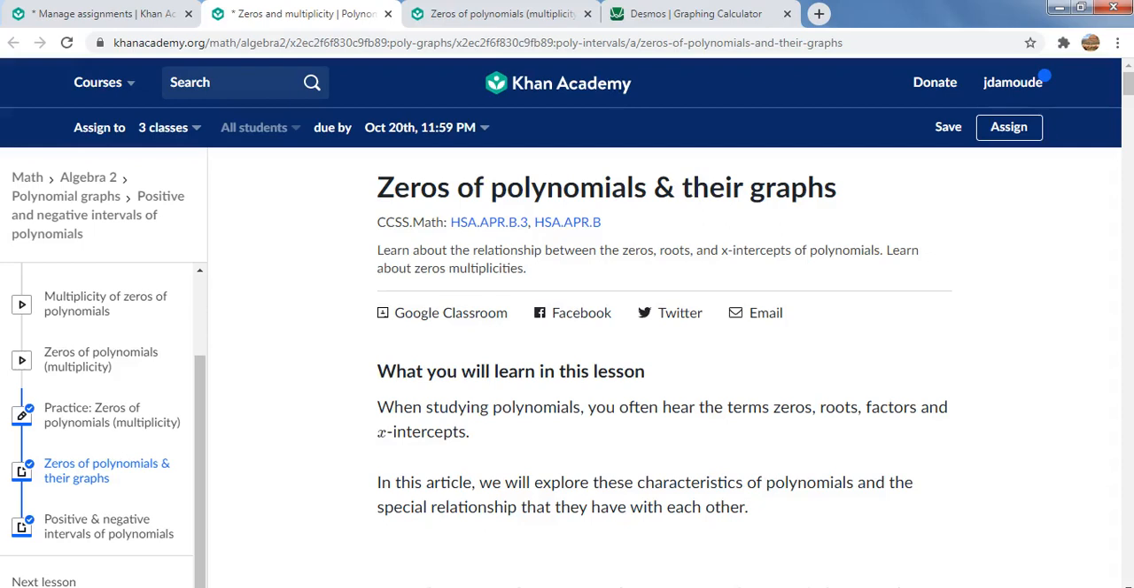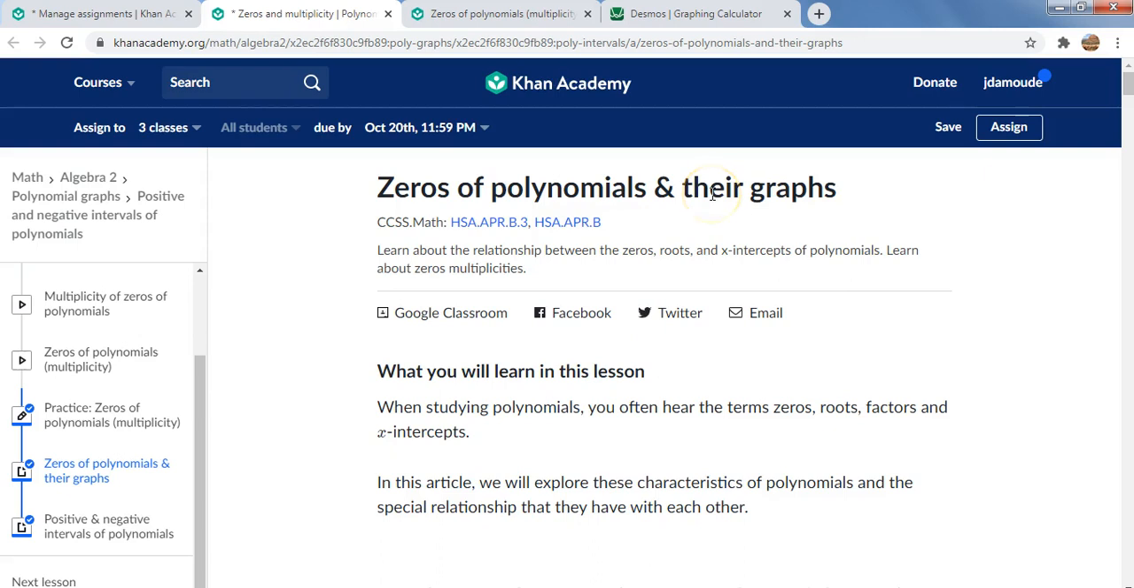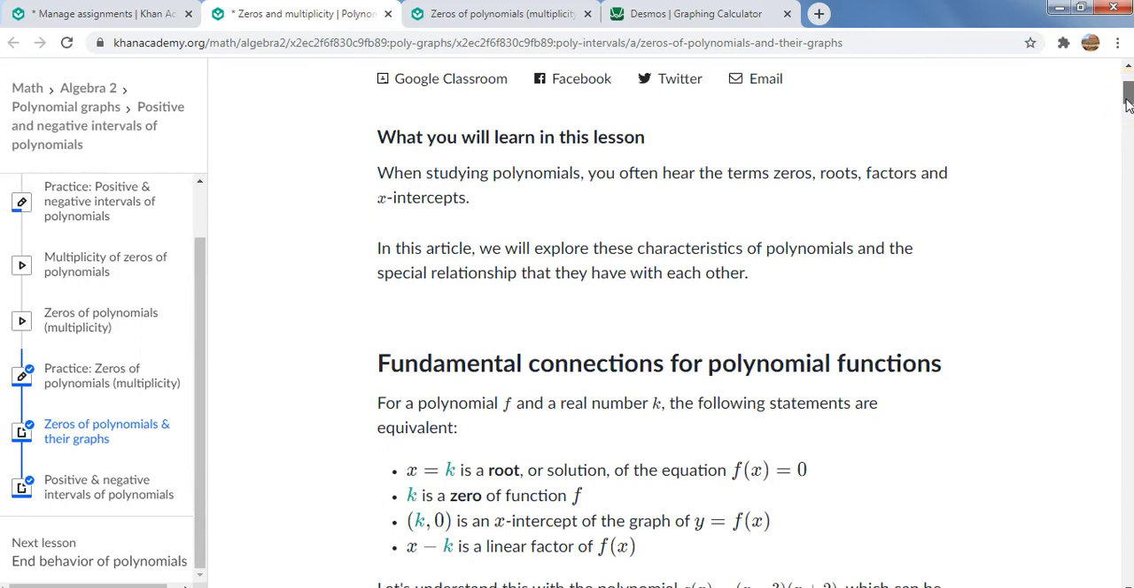Alright, so in this video what we're going to be talking about is the zeros of polynomials and how that impacts what their graph looks like. We're going to be looking at a few different things. We're going to go through an article real quick. And something you need to understand when we are looking at polynomials: you will hear terms of zeros, roots, or factors, or x-intercepts.